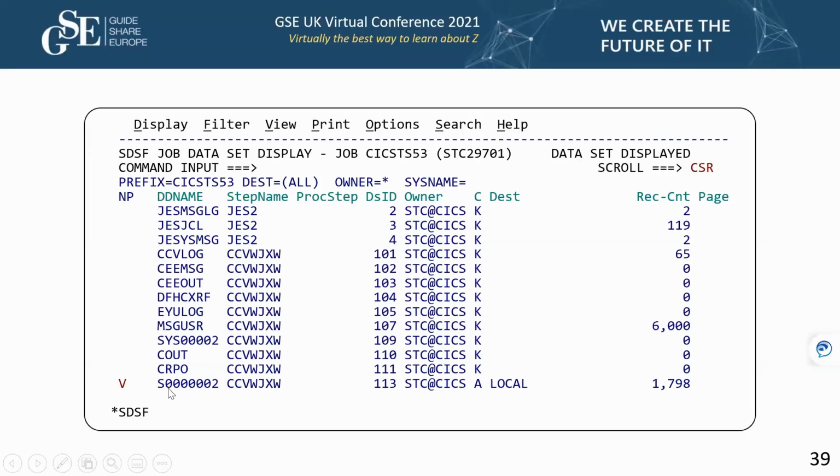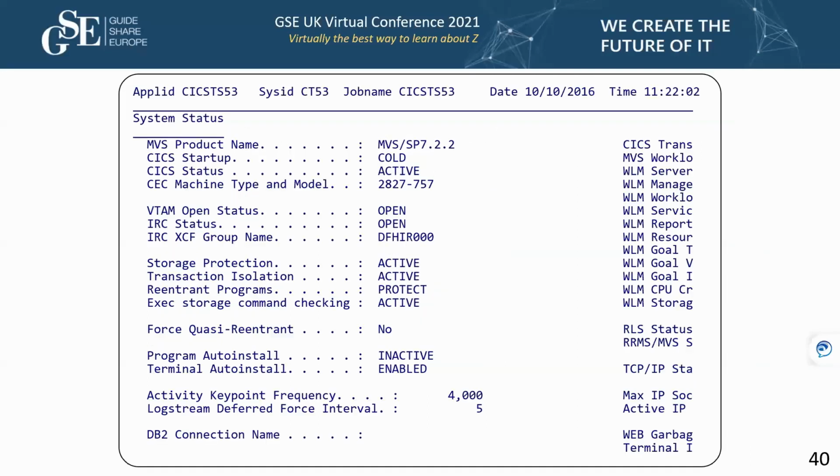And then you'll see this S0002, right? And you'll see it has a record count of 1,798. And that's where it dynamically wrote my statistics. So I can actually select it or view it. And then what I'm going to see is the reports I asked for in stat, right? So you could run this multiple times. It doesn't seem to be much overhead at all.